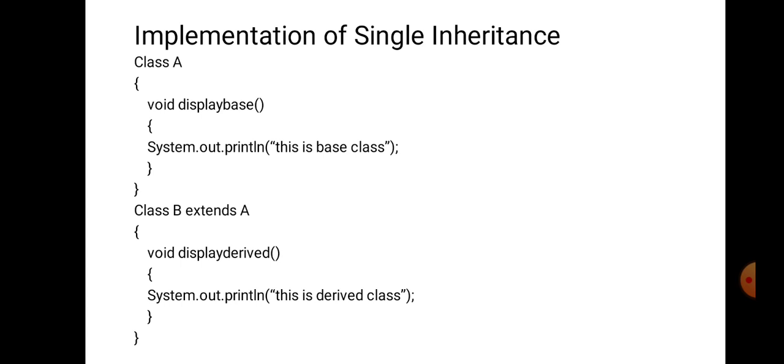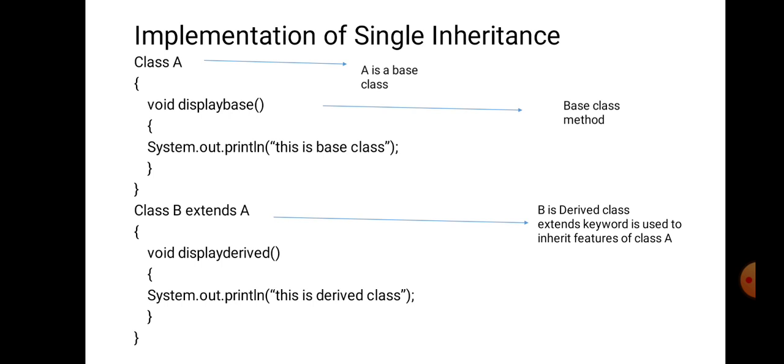Let us see how we will derive a new class, main class. A is a base class, as I know. It has a method display base, that is a base class method. Next I have a class B, that is extending A. Class B we will call the derived class, and we used the extends keyword to inherit the features of class A. And there is another method, that is the display derived method.